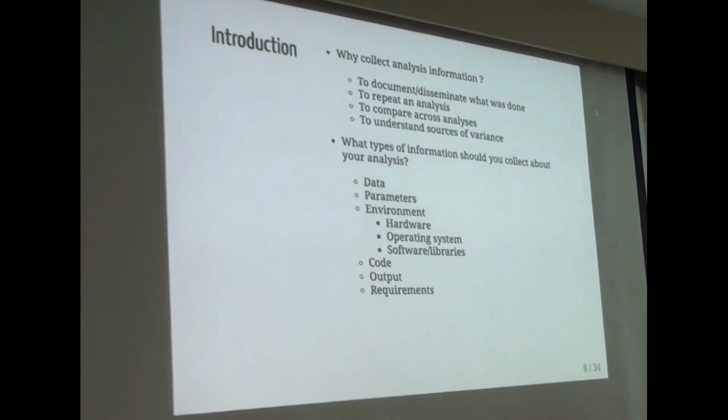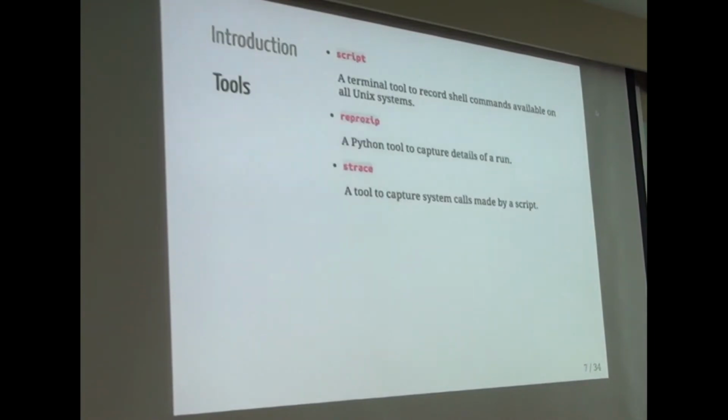And what types of information should you collect about an analysis? Well, your data, your parameters, your environment, your hardware, operating system, all the things we talked about earlier in the morning. Your code, your output, and your requirements. So when you hand off an analysis to somebody else, you have to tell them, these are my requirements. Requirements may say, yeah, I'm processing the Human Connectome Project data. You may require a bit of disk space to download and run things on it. So those are the kinds of things that you want to convey.